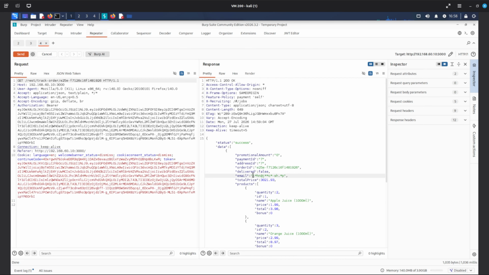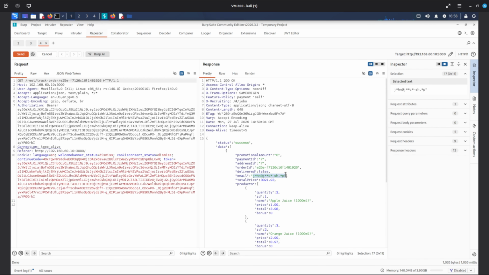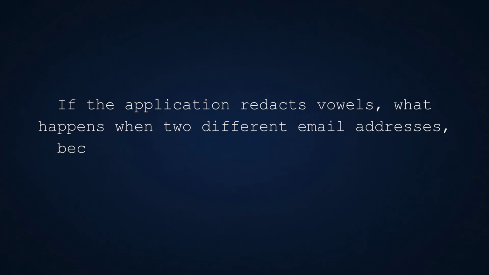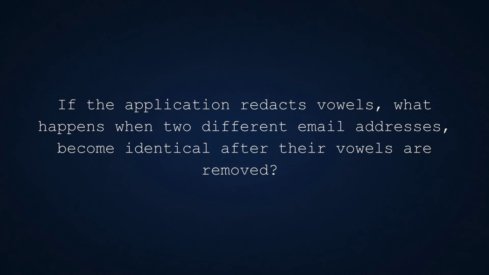At first, this may look like a normal privacy feature. The application is trying to avoid exposing the complete email address, but changing information can also create a problem if that changed value is later used to identify a user. So I had an idea. If the application redacts vowels, what happens when two different email addresses become identical after their vowels are removed?